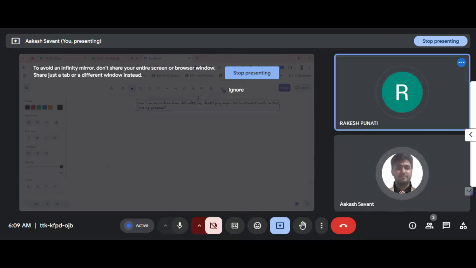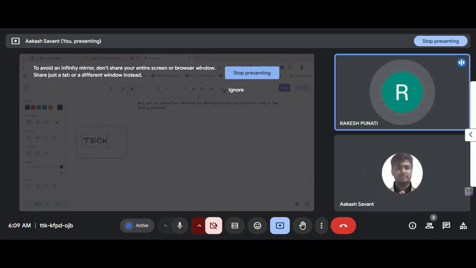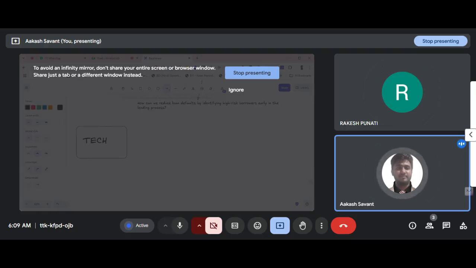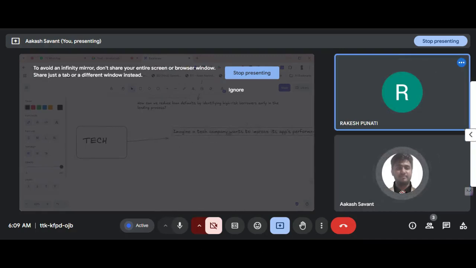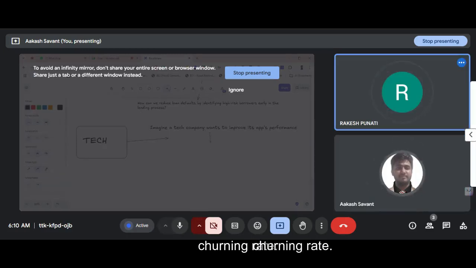Last and foremost, we will take an example from the tech industry, a tech company, so that you will understand what we are talking about. Imagine a tech company wants to improve the app performance. What WH questions would you ask as a data analyst?